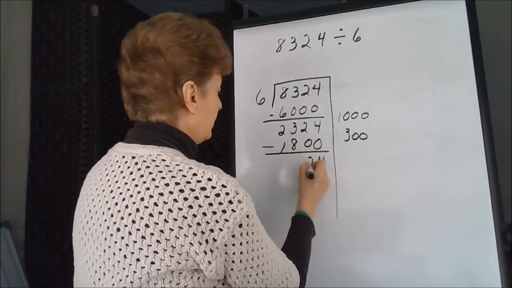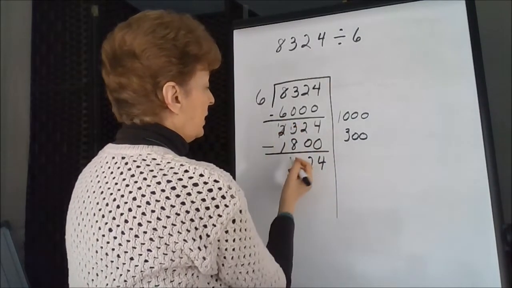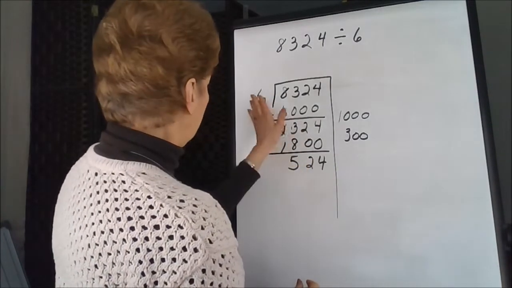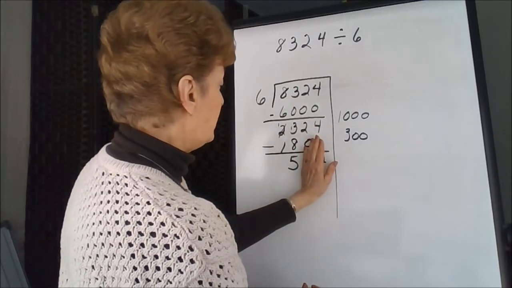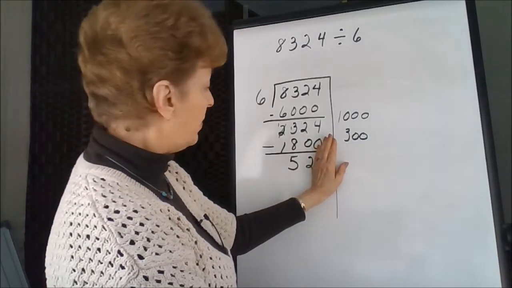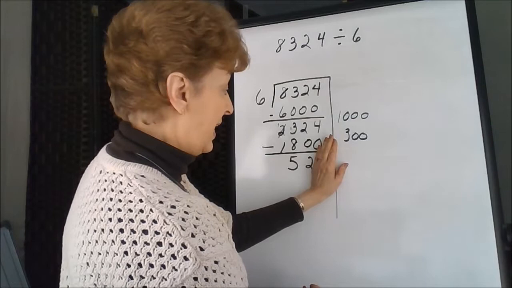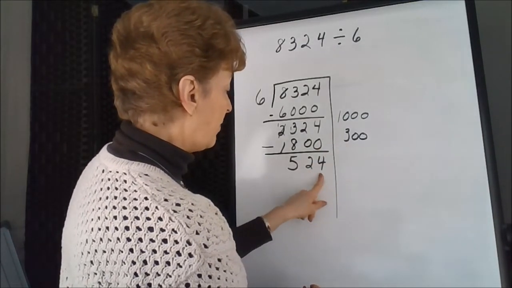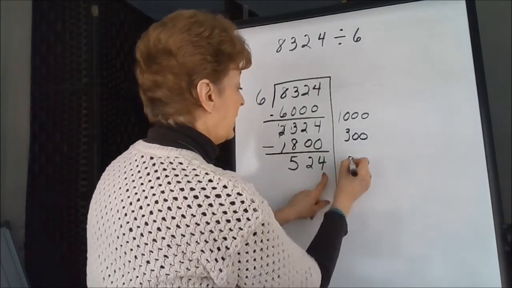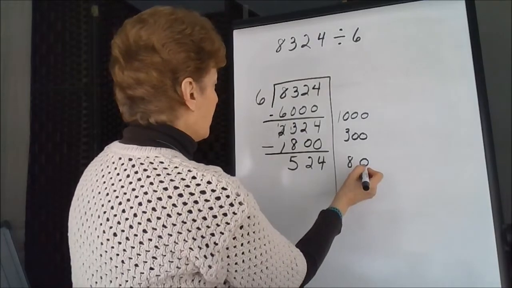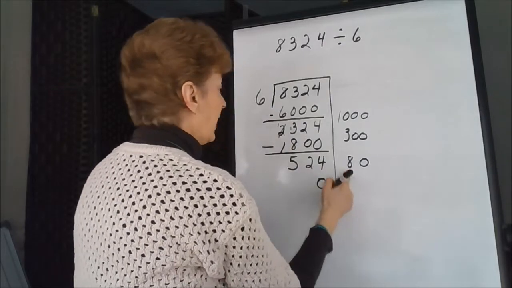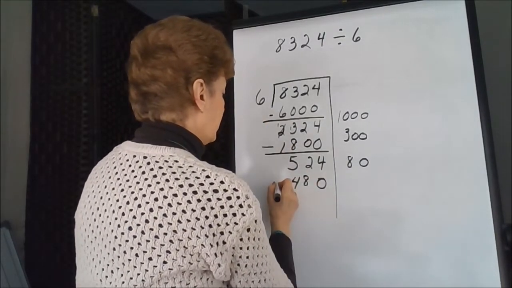4, 2, here we're going to have to regroup. 13 take away 8 is 5. Will 6 go into 5? No, it's too small. We're going to move over. 6 times what gets us close to 52 without going over it? Well, 6 times 8 is 48, but we have one number after the 52, so we're going to need a 0. It's really 80 that we're saying. So our multiplication would be 0 times 6 is 0, and 8 times 6 is 48. Subtract.